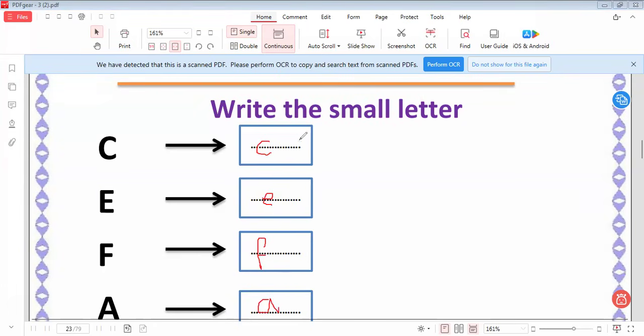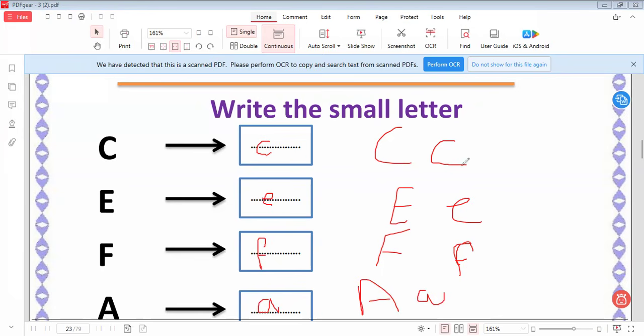So I would like you to repeat with me. Capital C and small c. Capital E and small e. Capital F and small f. Capital A and small a. Once again, repeat with me. Capital C and small c. Capital E and small e. Capital F and small f. And capital A and small a. Let's continue the rest of the exercise.